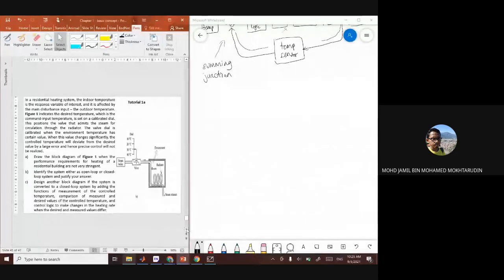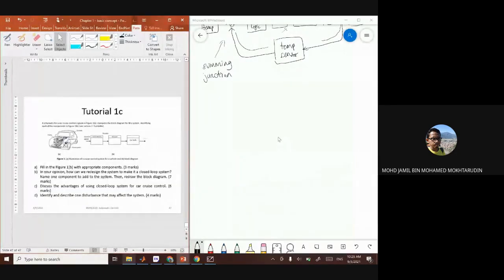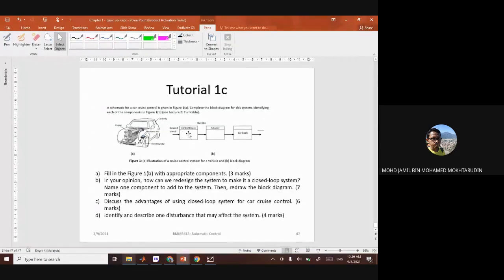Okay, so we go back to tutorial 1C. Question A: fill in the figure. Maybe we go to the car body first. The car body is the plant, so everything happens in the car. The control device is the throttle pedal, because you want to control the speed, so you need to press the pedal or release the pedal.